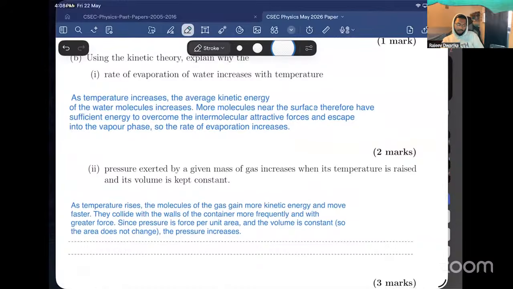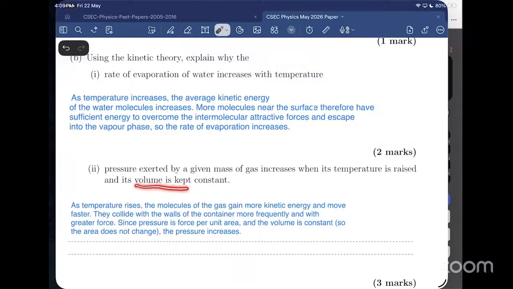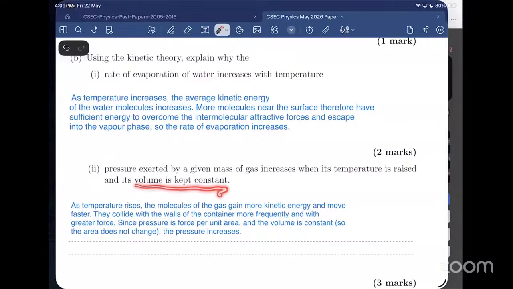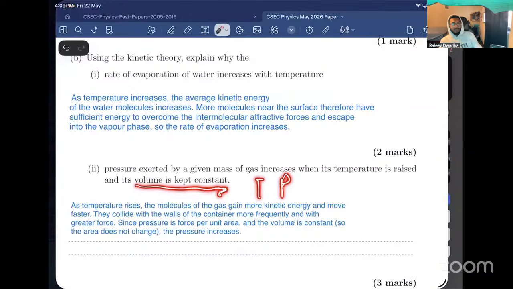If the volume is kept constant, what two things are changing? The temperature and the pressure. Yeah, so that's Gay-Lussac's law, the pressure law.